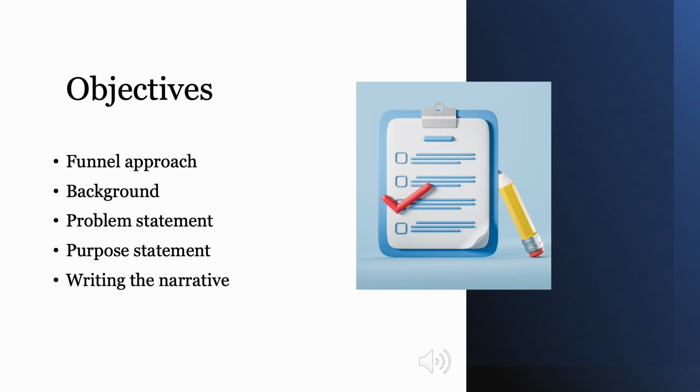Here is an overview of what we will be covering in this presentation. We will start with an explanation of the funnel approach and why it is so important to use it when writing Chapter 1. Then we will examine the major elements, the background, problem statement, and purpose statement. I will share tips on writing these sections and avoiding common mistakes. Finally, we will discuss how to connect all elements into a strong narrative.